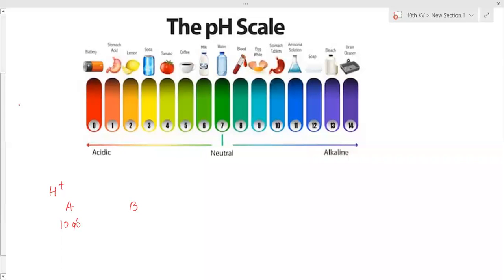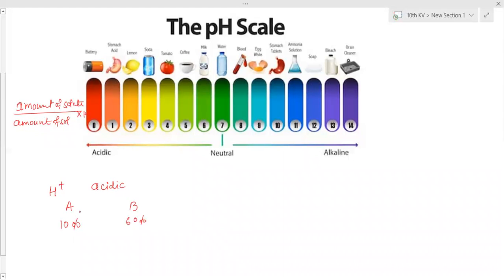That is the amount of solute by the amount of solution into 100. This way we are finding the percentages, so this is percentage concentration. Suppose solutions A and B are both acidic solutions. A has 10% H plus ion concentration, and B has 60% H plus ion concentration.